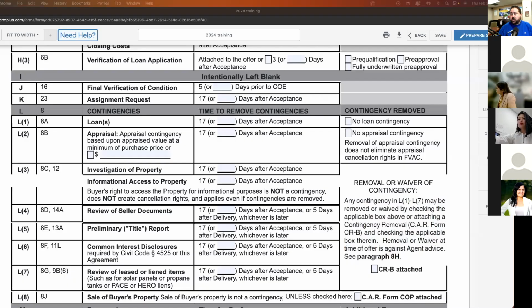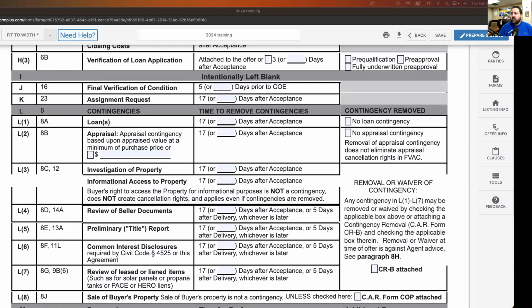All right, so what you should be looking at right now is the RPA, and we're looking at paragraph 3L, which is the contingencies. What we're going to look at is the time to remove those contingencies. We're going to talk about the right way to fill them out. And I'm happy that we're talking about this because I actually talked to somebody this week about the appraisal contingency and how the appraisals work and having people, you know, write offers over asking price and things like that. So I'm glad we're going to talk about it today.